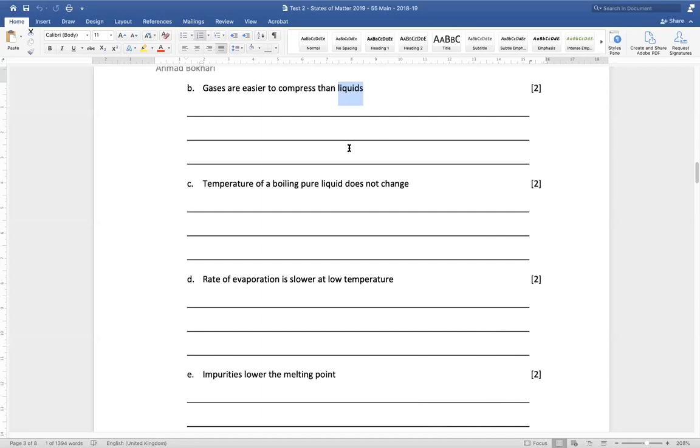I would like to change the word here. Instead of saying bonds, I will say forces. So energy is used to break the forces, so no change in temperature. Good. I think this is perfect. It answers the question perfectly.